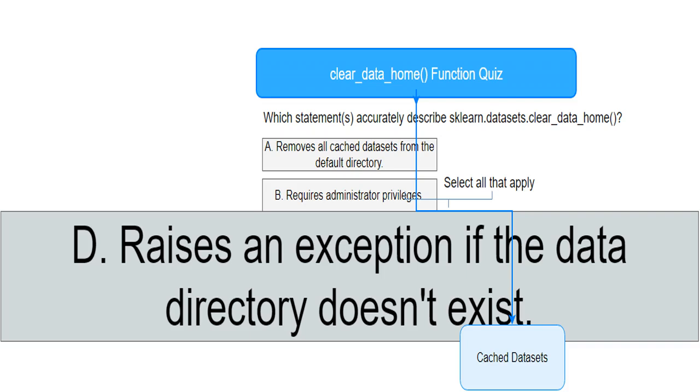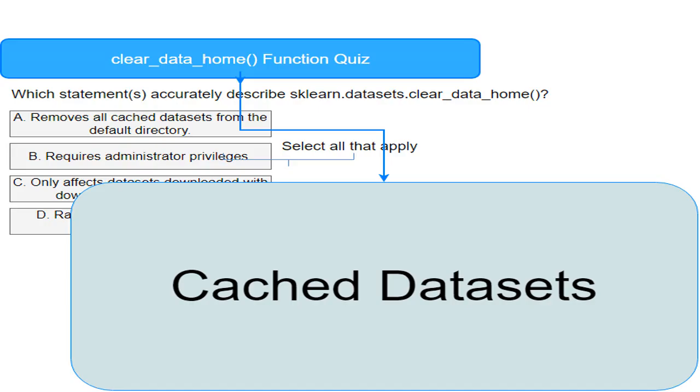This last statement asks about the function's behavior when it can't find the data directory. I want to know if you understand how the function handles such situations. Will it cause an error or not? This reminds us of the key concept. Sklearn caches datasets to speed up things. I'm setting the stage for the quiz questions related to these cached datasets.